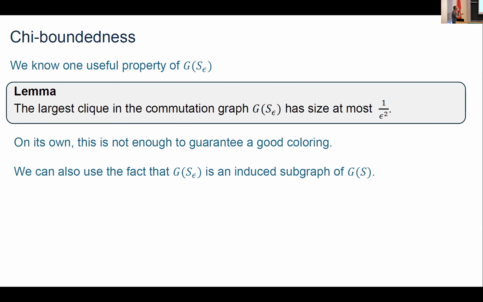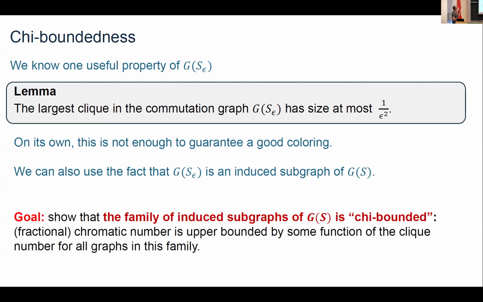Okay, so we know these two properties, and so our goal is to show that any graph which is an induced subgraph of this larger graph is, in graph theory, what you call chi-bounded: that there is an upper bound on the number of colors you need as a function of the size of the largest clique. General graphs don't have that upper bound. There's no upper bound on chromatic number, or the number of colors, as a function of the size of the largest clique. But it can be true for certain families of graphs, and we hope that it's true for the family of induced subgraphs of this graph that we care about.